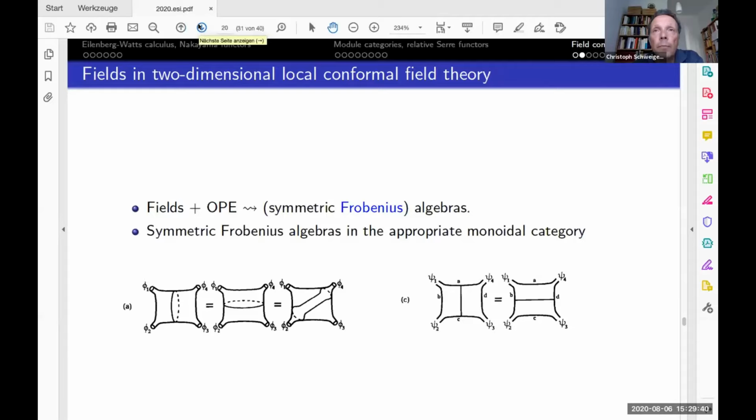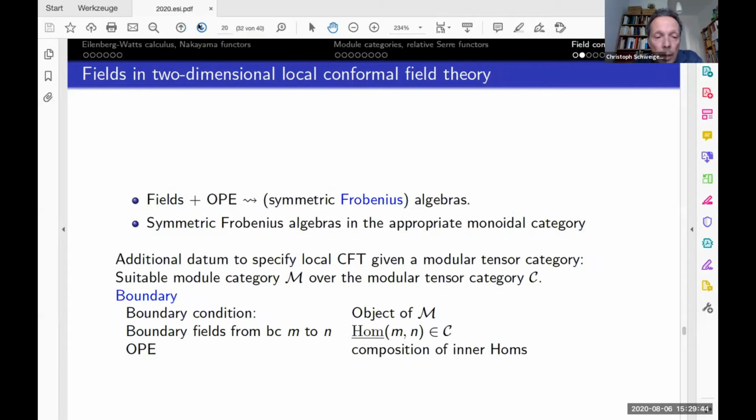Starting from a finite modular tensor category plus some additional datum. The additional datum, and that's essentially what we learned in the 2000s, is a suitable module category over the modular tensor category. The interpretation of this module category is that the boundary conditions are objects of this module category, and the boundary fields, which can change a boundary condition M, an object in calligraphic M, to a boundary condition N, are given by inner homs. Inner homs are objects in C, so no combining of left movers and right movers is needed, that's okay. And the OPE, which should be associative, is just the composition of inner homs.